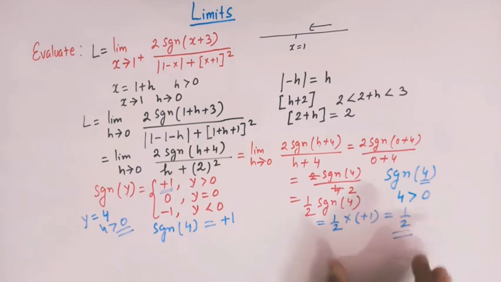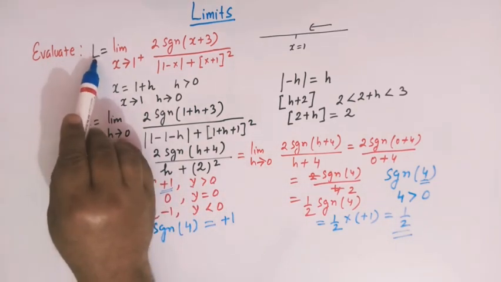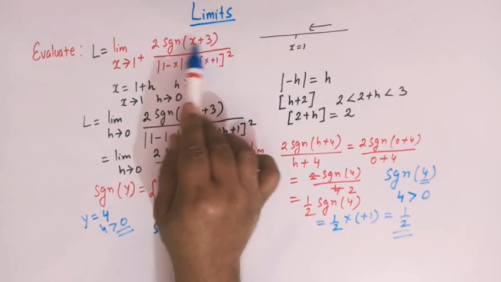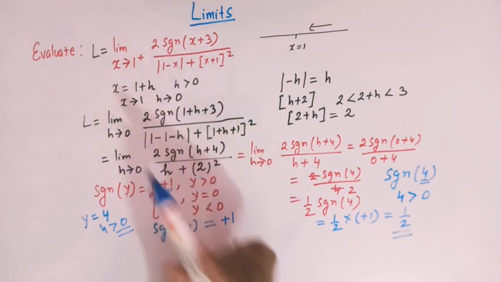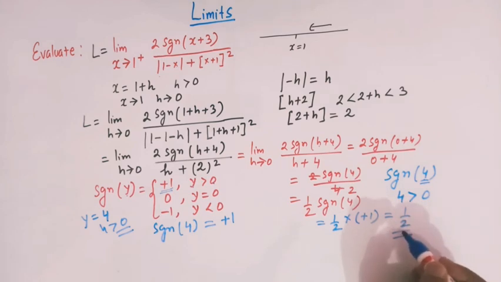So viewers, the value of this limit, which is a combination of signum function, mod function, and the greatest integer function, is equal to half, and this is how we solve this important limit.